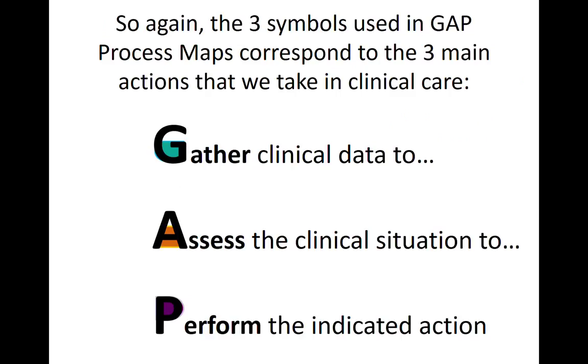So to review, the three symbols used in GAP process mapping correspond to gathering clinical data, assessing the clinical situation, and performing an indicated action.